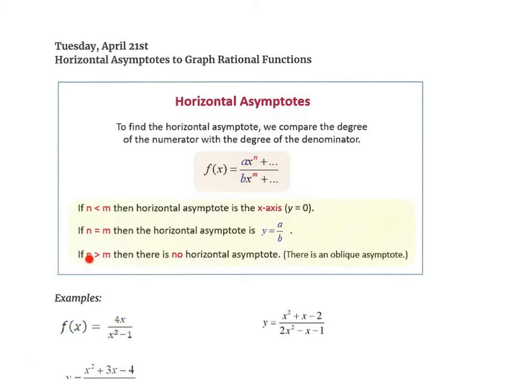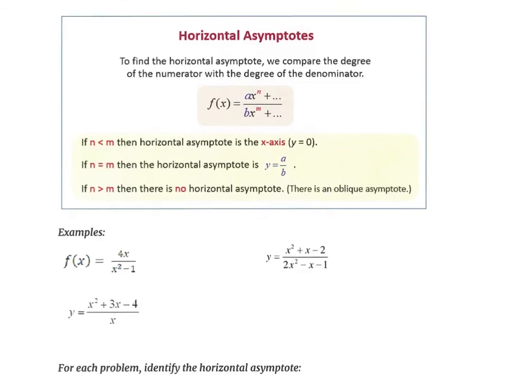If the degree of the numerator is greater than the degree of the denominator, like if that's a degree 3 and this is a degree 2, the degree of the numerator, 3, is greater than the denominator, 2, then there is no horizontal asymptote. It's actually a skewed line, a slant asymptote, which you'll learn about when you go to pre-calculus. I have a few examples we'll go through.